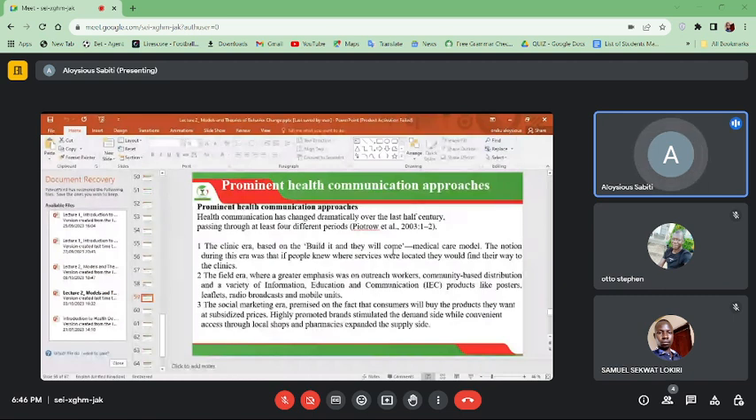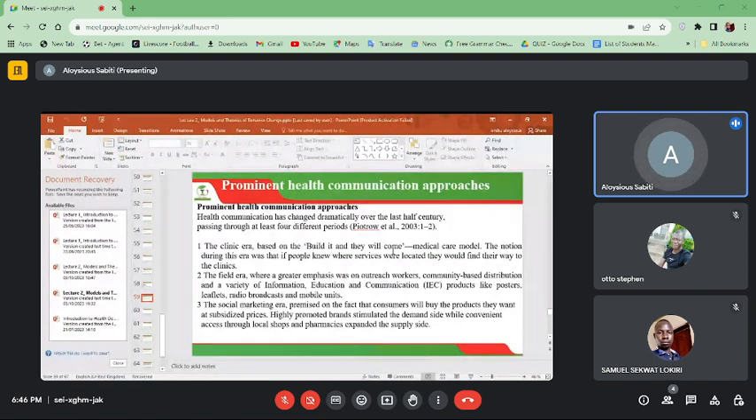We have what we call the medical model. The notion during this era was that if people knew where services were located, this was the first era in communication approaches. So what you needed to do only was that you needed just to construct, and then people will come. Then it further advanced to what we call the field era, where a greater emphasis was on outreach workers, community-based distribution, and a variety of IEC or information, education, and communication products like posters, leaflets, radio broadcasts, and mobile units.